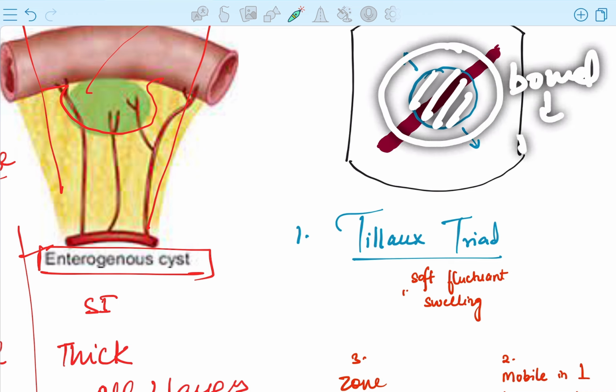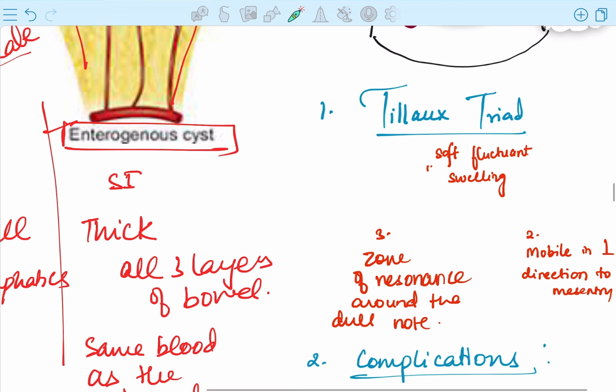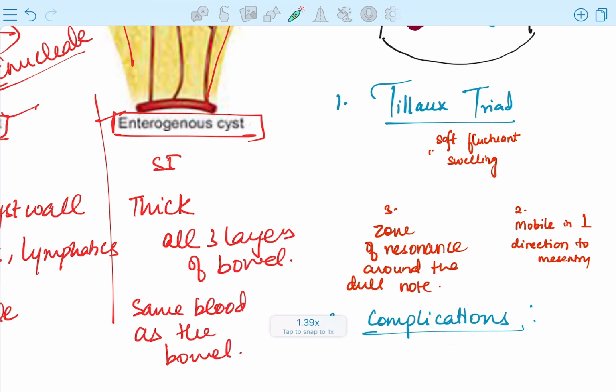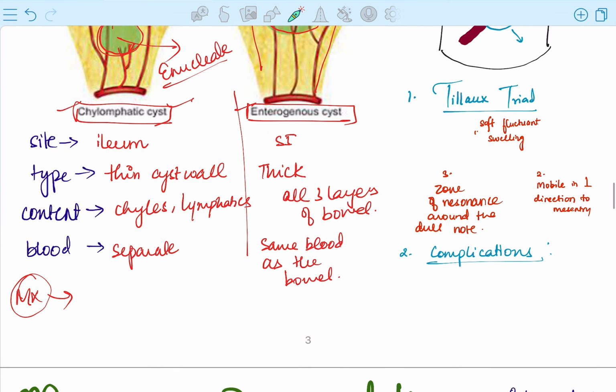So obviously it will be resonant. So there is a zone of resonance around the dull note. So this is the triad called Tillaux's triad that you should know. Okay, moving on to complications.